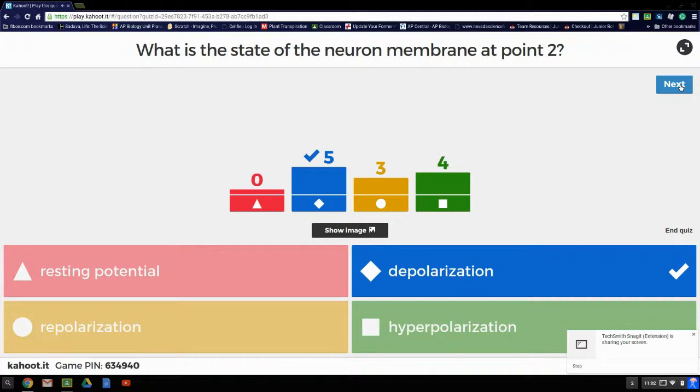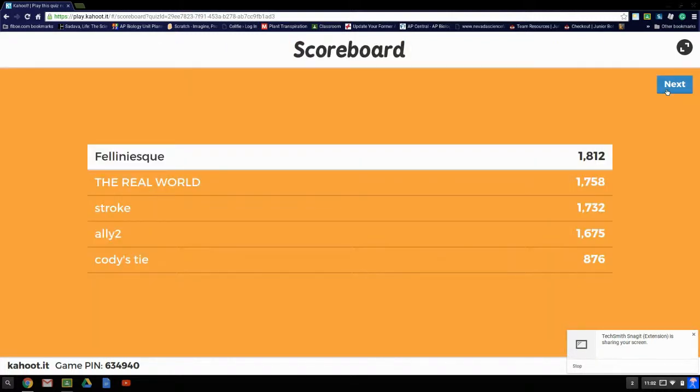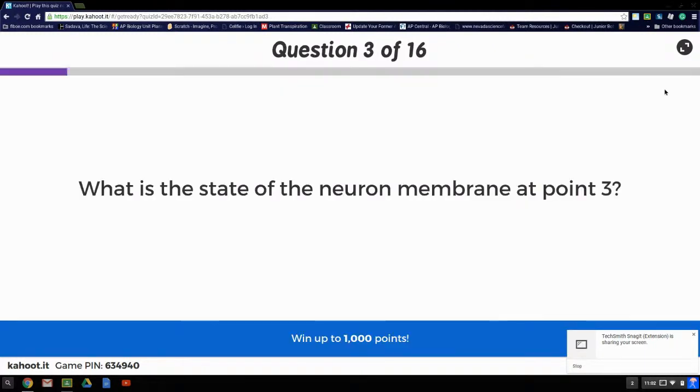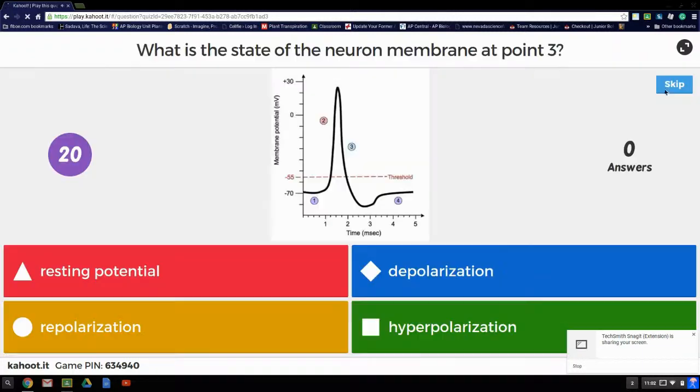Depolarization. Oh, come on, people. We should know that. These are all pretty good questions. There will be no brain things, like no regions of the brain on the quiz tomorrow. None of that. It's all really neuron structure, rest potential, action potential.